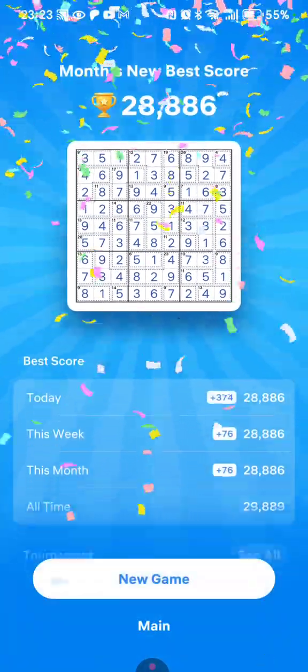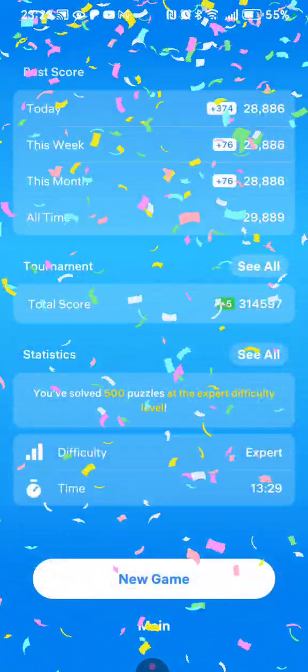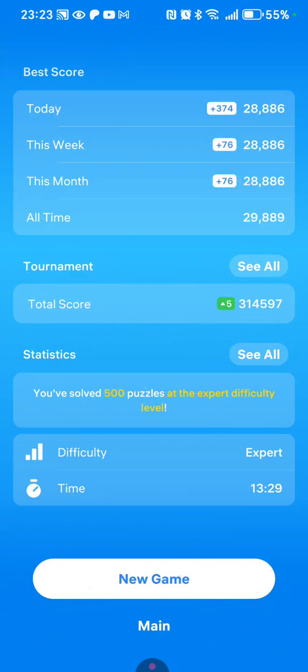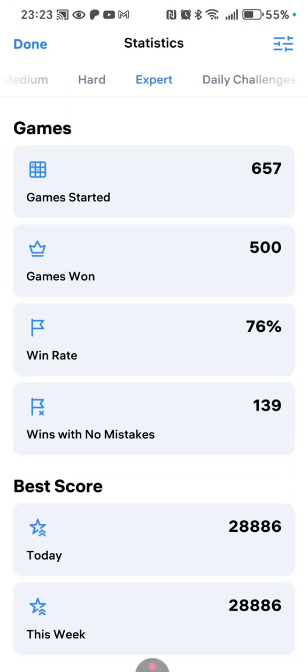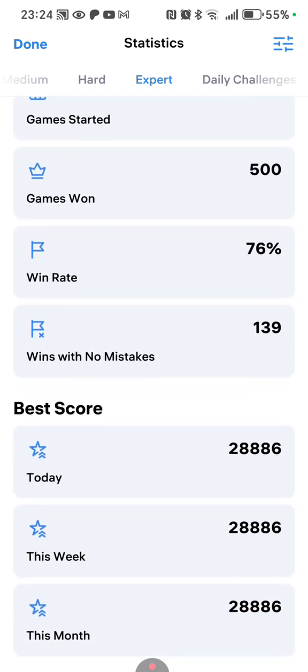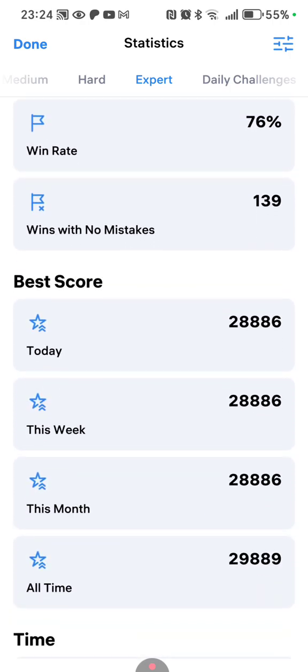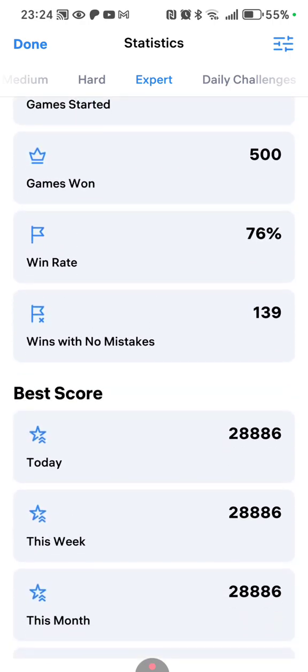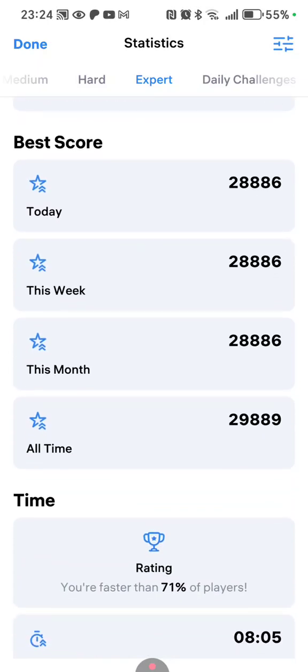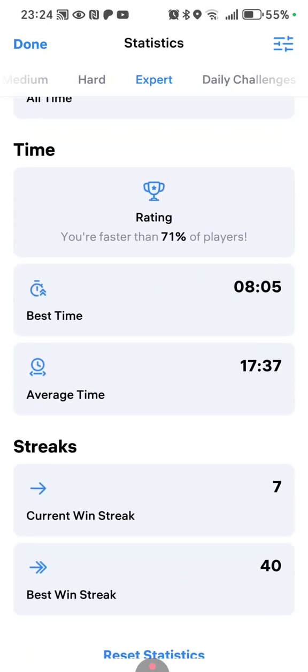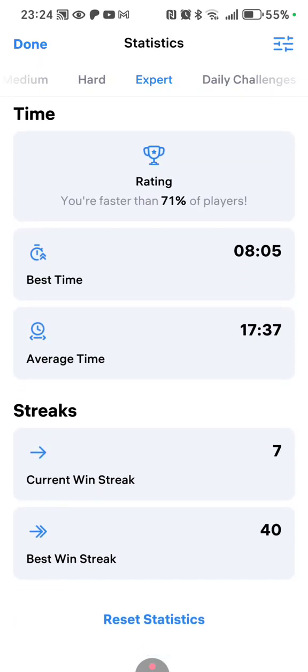Only one silly mistake, and yeah, pretty good. 500 puzzles at the expert difficulty level. What are my stats? So I've started 657, won 500. Wins with no mistakes. Very low. That never happens. Just misclick all the time. I'm faster than 71% of the players.